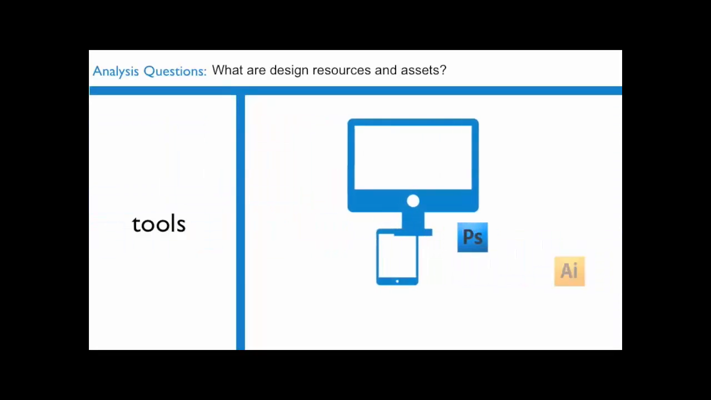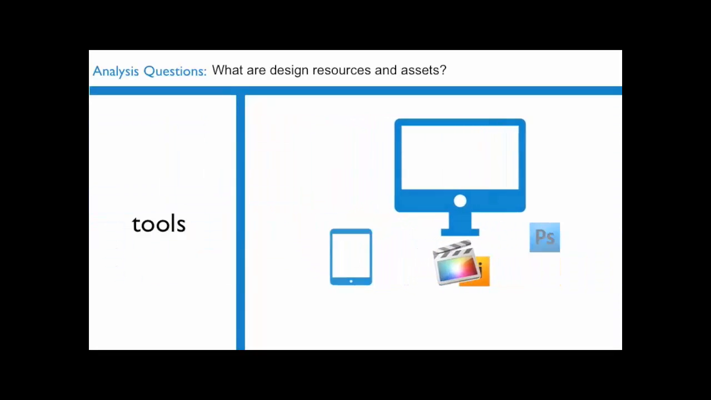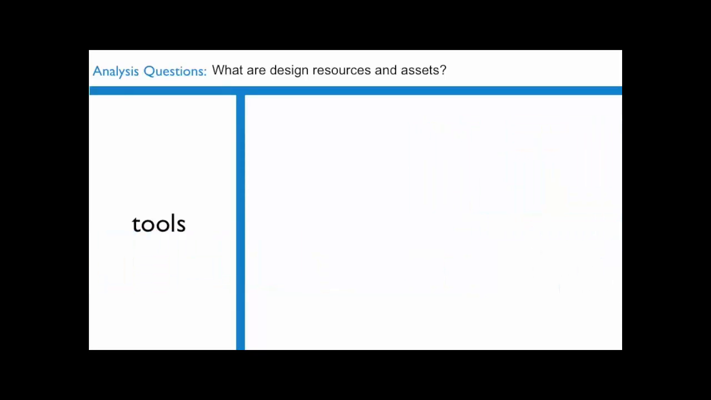Design resources and assets are divided generally into three categories, which include tools, knowledge, or objects that can be used to help in the design. I'm going to talk about the first one, tools. Design tools usually refers to things that can be used in the creation of artifacts. This can include both hardware and software, laptops, tablets, or software such as Photoshop, Final Cut Pro, Illustrator, etc.